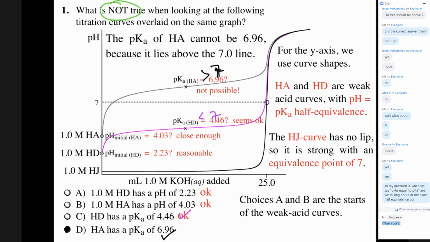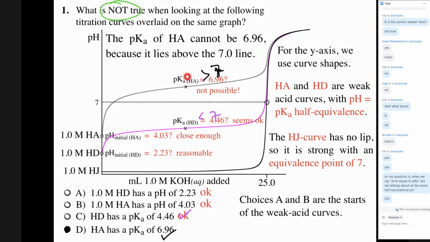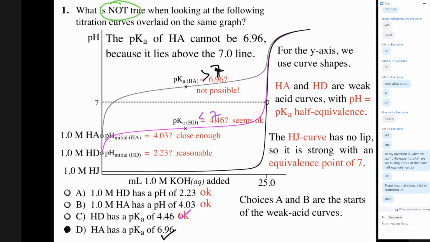Exactly half, exactly. So the halfway point is when pH equals pK. Not the start, not the end, but the halfway point. But better learn that now. So does this seem okay, this question?